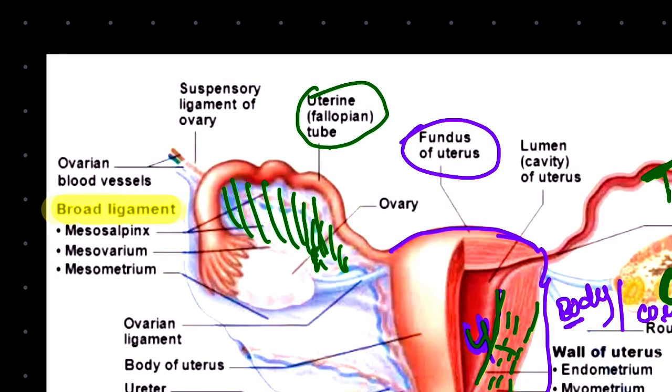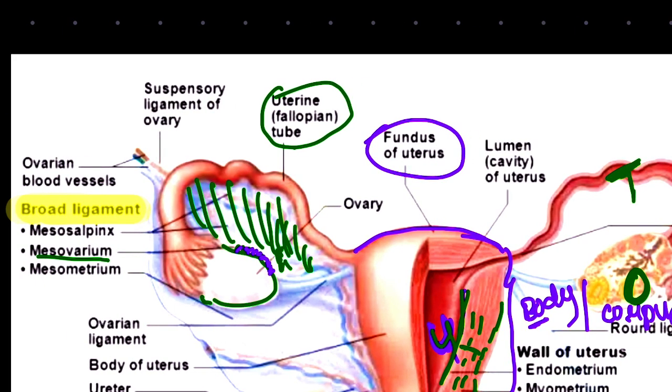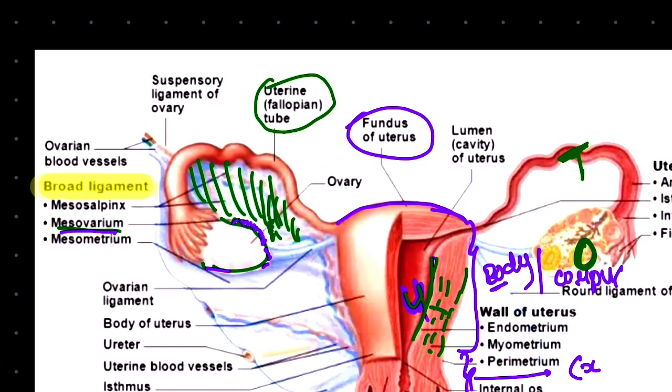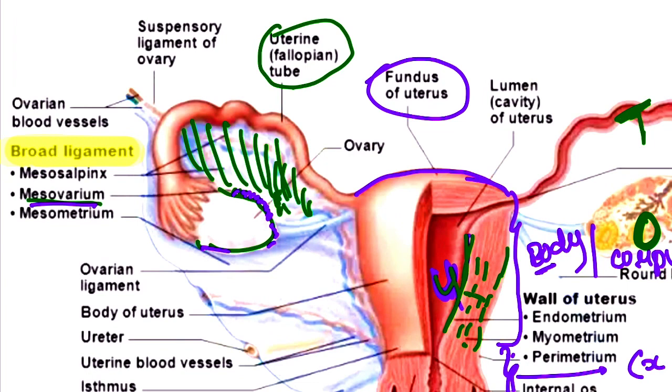And similarly, there is also the mesovarium. The mesovarium is also present here, but it is not clearly seen right now. The mesovarium is peritoneum that helps the ovary connect with the other part of the broad ligament.